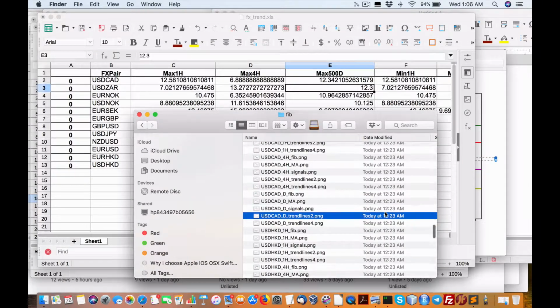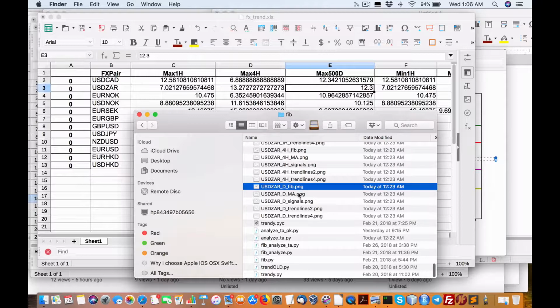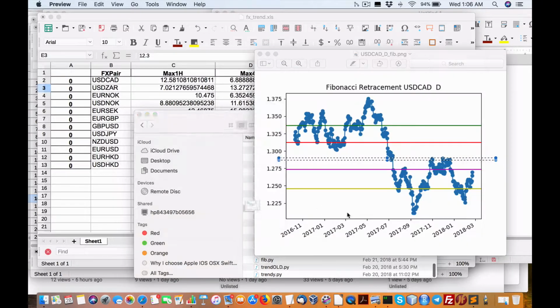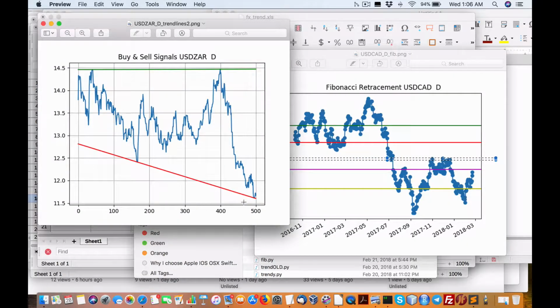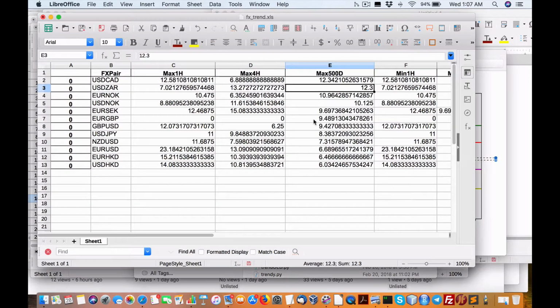USD Rand. So we are dealing with this one right here. Again, yeah, these are shorting opportunities for sure. So if you have a strategy that is both long and short, you could definitely use this.